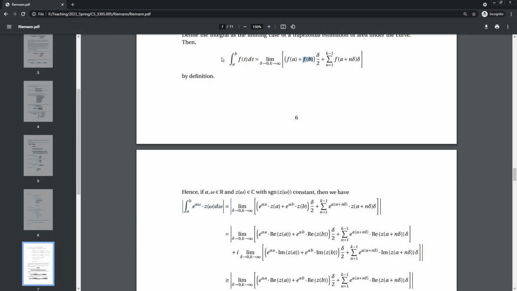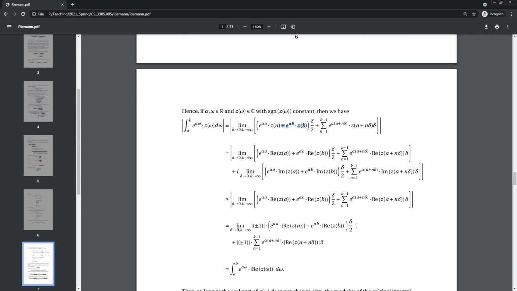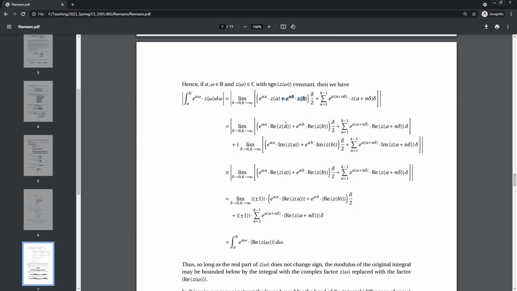F of b, b replaces it, right? B there, right? So it's a one-to-one substitution. Okay, and now we're breaking it up into the real part and the imaginary part. And then we make the claim that if you drop the imaginary part entirely, then you can develop a lower bound for the modulus by considering only the real part, right? And again, we still haven't really changed anything.